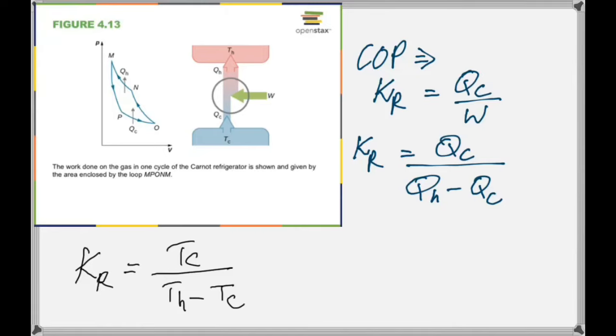So what is TC? 263 Kelvin. And TH is 300 Kelvin. That's all you have to do. 263 divided by 300 minus 263. That's, yeah, 300 minus 263 down, 263 on top, which gives you 7.1. Sebastian is a genius. My goodness, that's on YouTube.